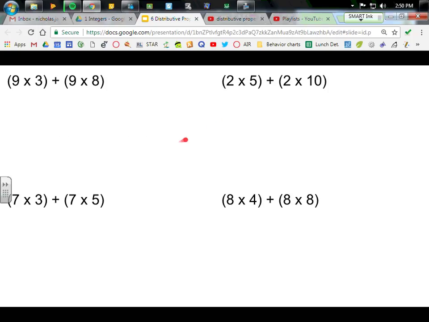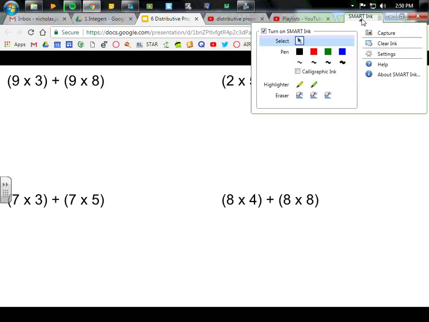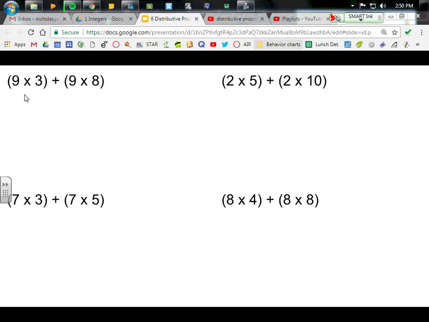Okay, so let's practice factoring a couple of these out. So here we have 9 times 3 plus 9 times 8. The common factor is the number that we can tell is being multiplied both times, so it's 9. All right, we write a set of parentheses, and the two numbers that are left over, 3 and 8, we're just going to add up in our set of parentheses. So this is the same as 9 times 3 plus 8.